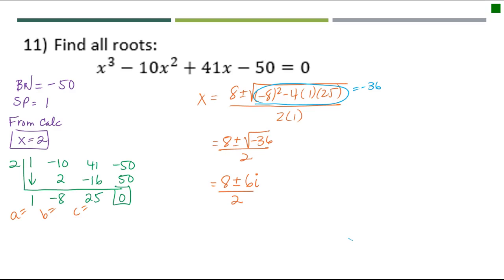The last thing I have to do is take these 3 outside numbers and simplify them since they're all divisible by 2. So I would have 4 plus or minus 3i. I have no more denominator because 2 divided by 2 is 1. So I have 3 answers, which matches my highest exponent. I have the purple one from the calculator, and then I have 2 more that are in orange.